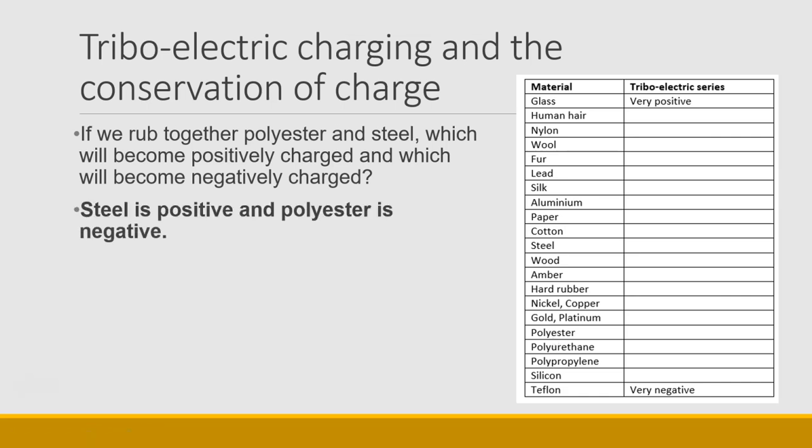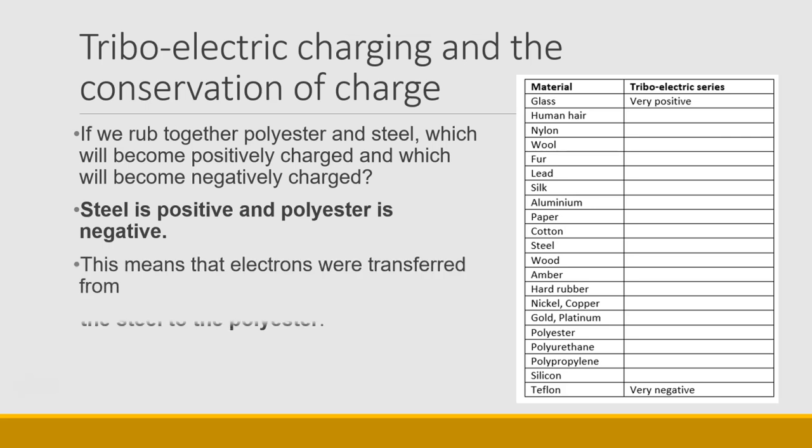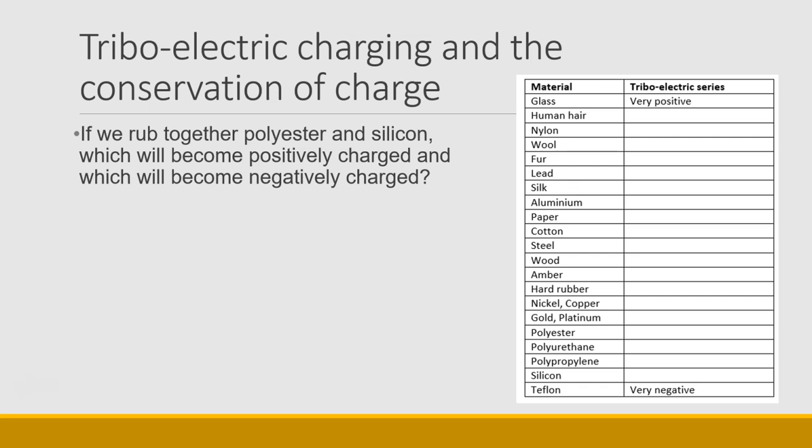So the steel's positive and the polyester is negative, and that means that electrons were transferred from the steel to the polyester. And let's look at another example. Now we've got polyester still, but this time we're rubbing it with silicon. So we're rubbing it now with something that is below it in this tribo-electric series.